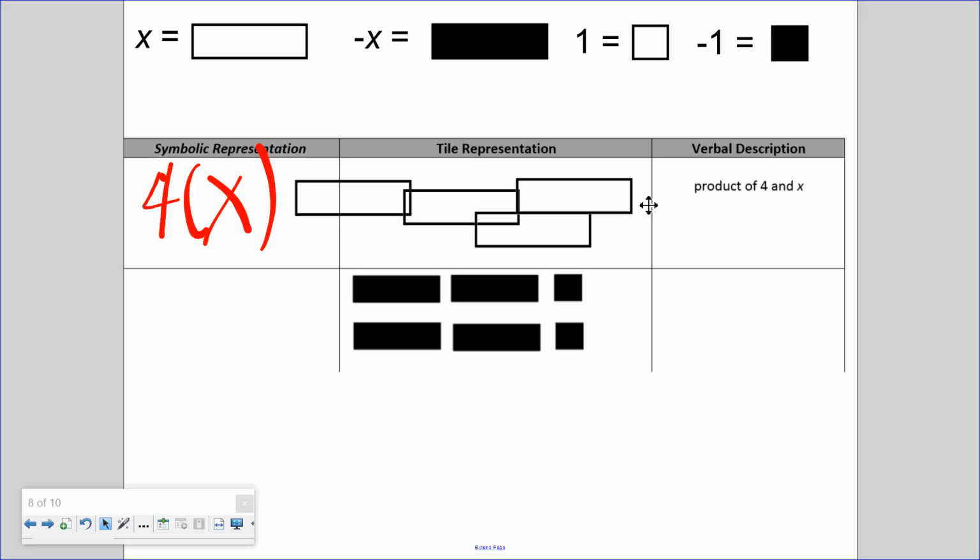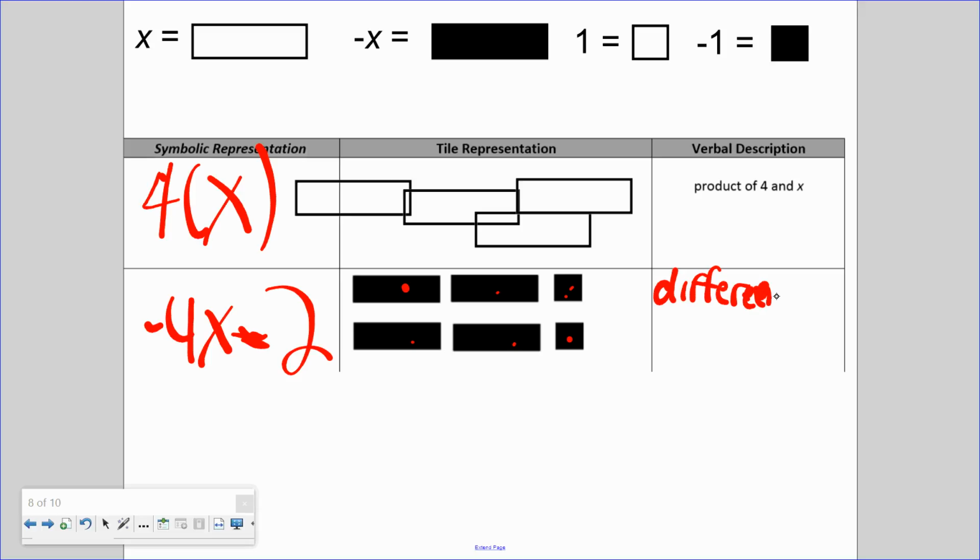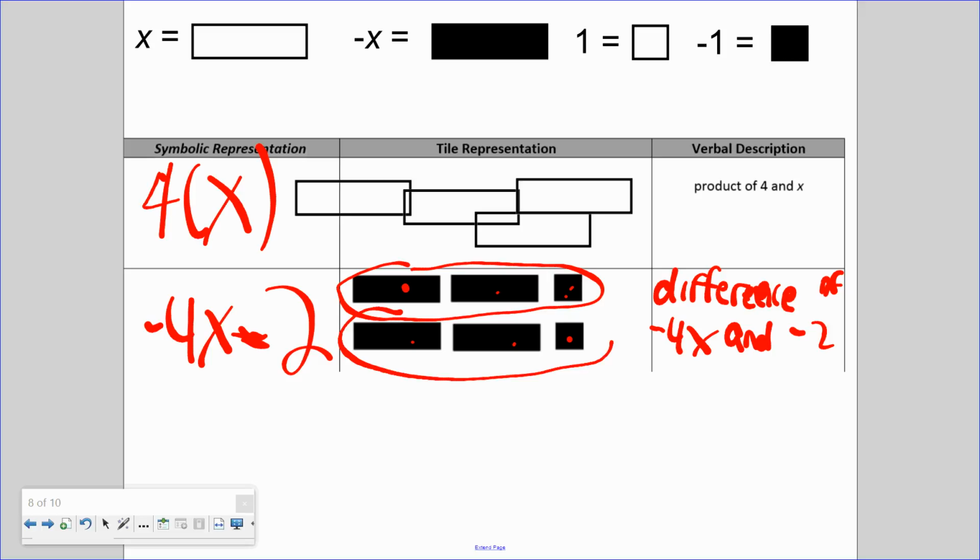Next example. In this representation, what do you see? I see minus an x, another minus an x, another minus x, another minus x, minus 4x. I see a -1, -1, so that is -2. So -4x minus 2. Verbal description, I see a difference of -4x and 2.